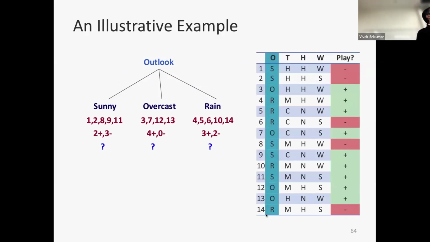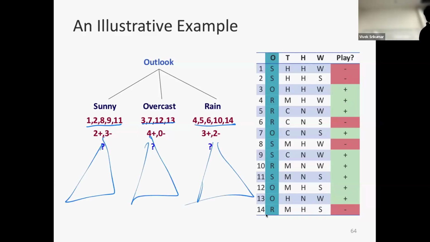So I can ask which of the examples in this table go into the first category where outlook is sunny. It turns out it is these 5 examples. For overcast, it's these 4, and for rain, it's these 5. And now my goal is to build a subtree under each of these using only this subset of the examples. So under this subtree, I'll be using rows 1, 2, 8, 9, and 11.